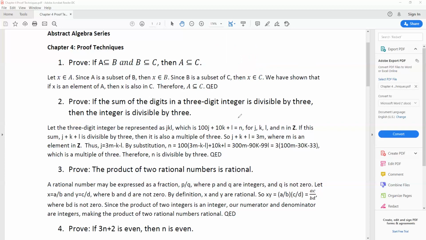Okay, number 2. Prove if the sum of the digits in a 3-digit integer is divisible by 3, then the integer is divisible by 3.